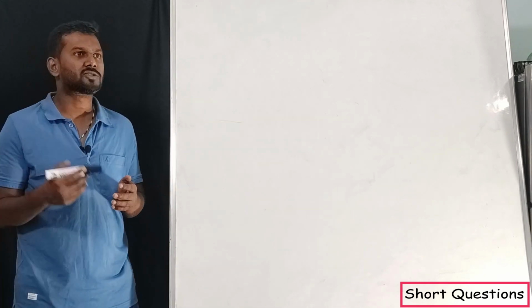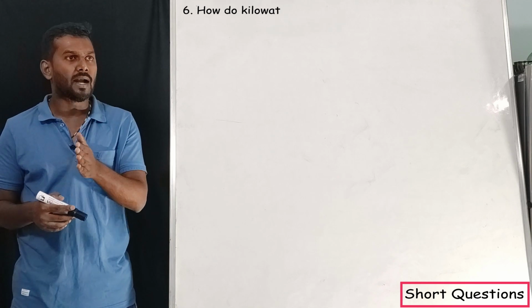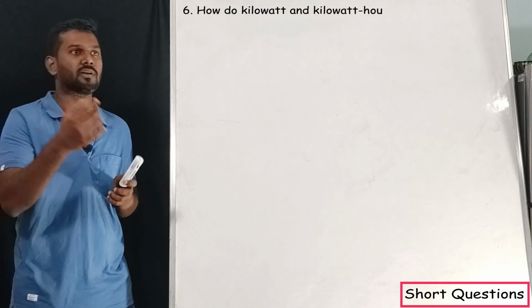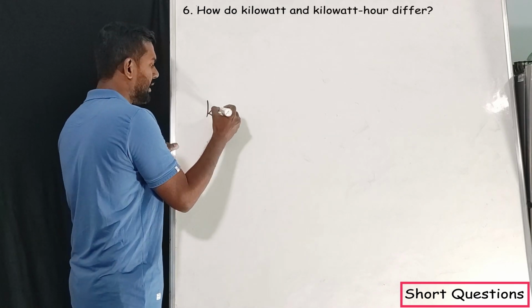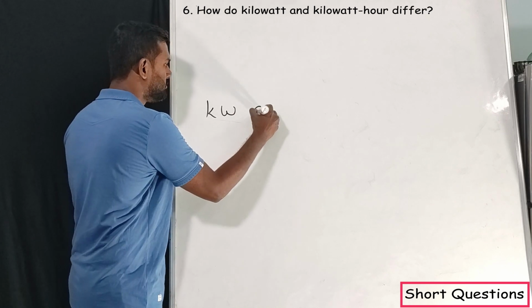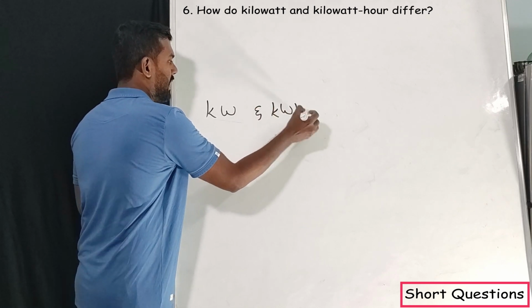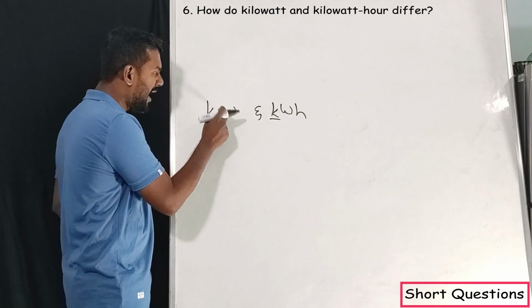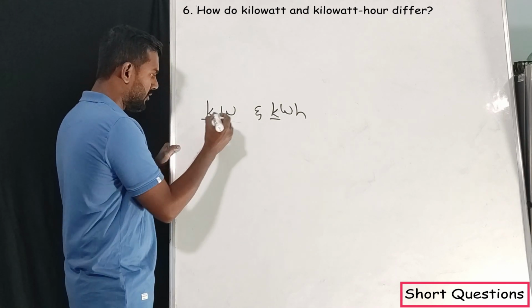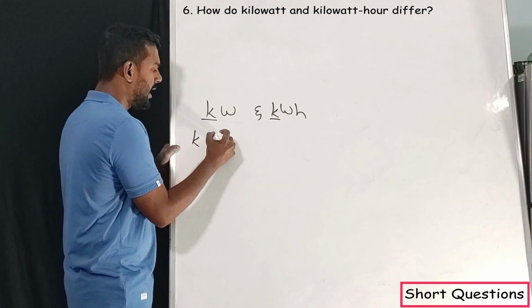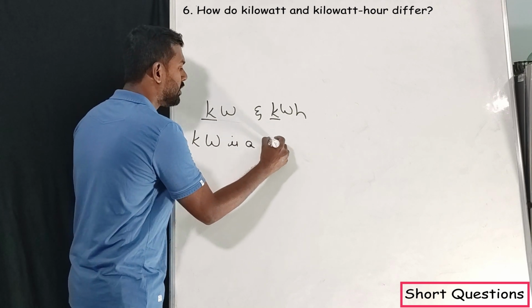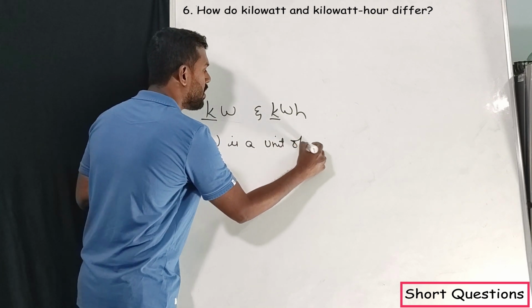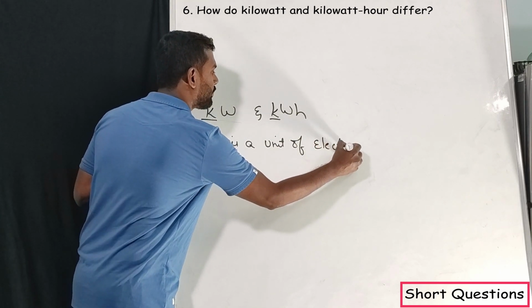Our next question: how do kilowatt and kilowatt hour differ? Very simple. I told you K means 1000. Don't worry about it. Watt is a unit of power. So kilowatt is a unit of electrical power.